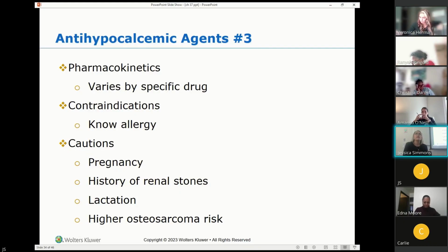Higher risk of renal stones. What are kidney stones mostly comprised of? Calcium. Calcium deposits within the nephrons, within the glomeruli.